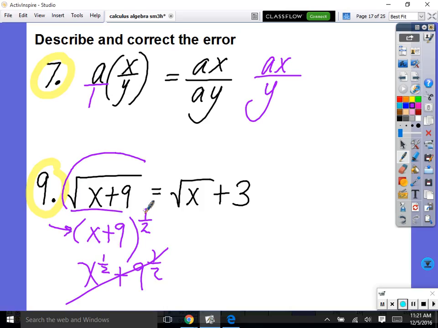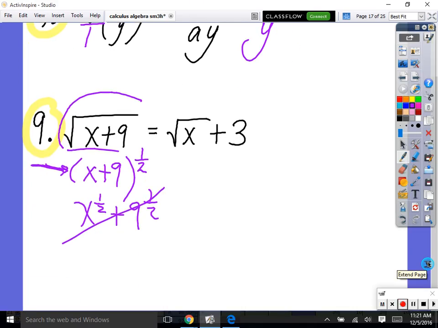But in calculus, anytime you're dealing with radicals, you rewrite them as rational exponents. So this is probably what we're looking for here. That's as far as we can go. The x plus 9 to the 1/2 power. Yeah, don't break the forbidden rule.